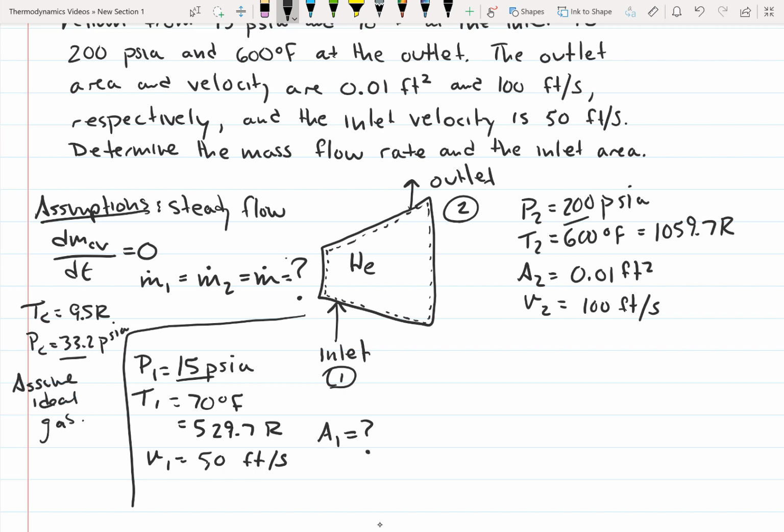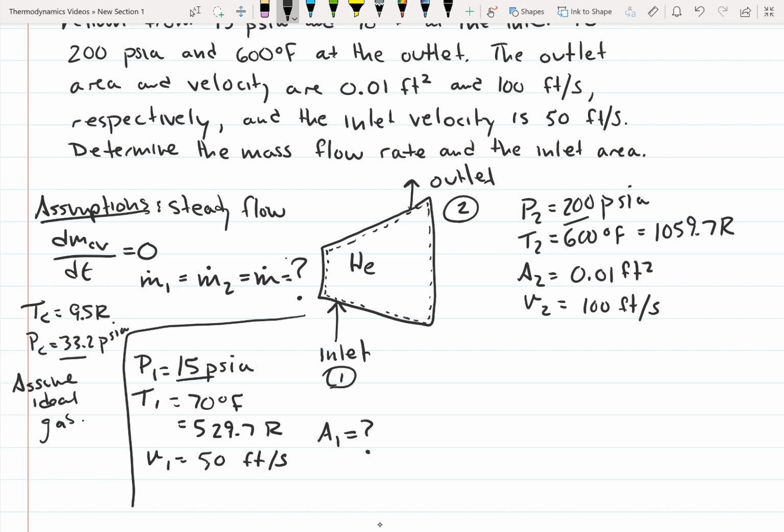Although with that said, we don't actually have data for helium at these temperatures and pressures, so even if this weren't an ideal gas, we don't really have a choice. We need to assume it's an ideal gas in order to solve the problem. In this case, I think it's a pretty good assumption just because the temperature is so high. But if, let's say, the temperature were lower, it might be a little more questionable as to whether or not it's an ideal gas.